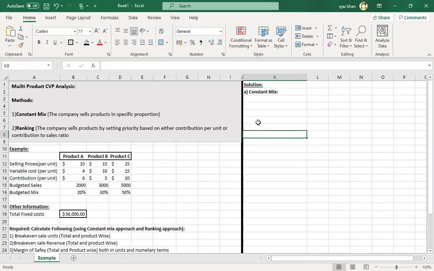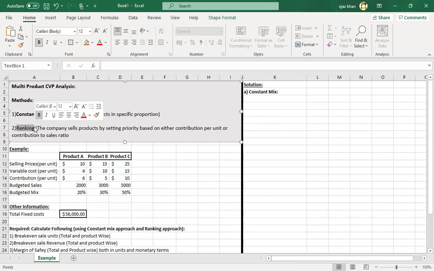Hello guys and welcome. In this particular video we are going to discuss CVP analysis with multiple products. That is when a company sells more than one product. When we have multiple product CVP analysis, we have two methods to solve the question. Either we have to use constant mix approach or we have to use the ranking approach.